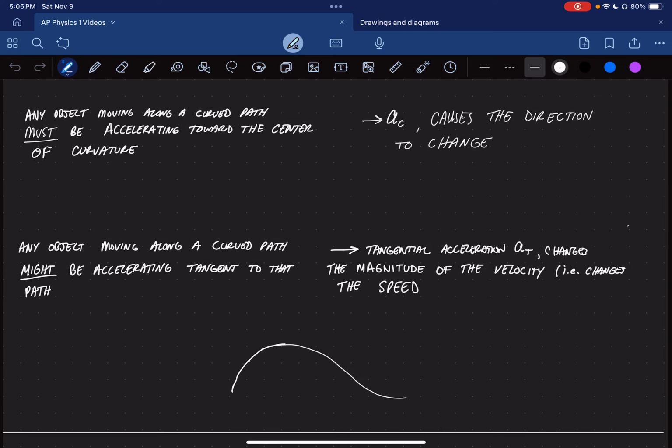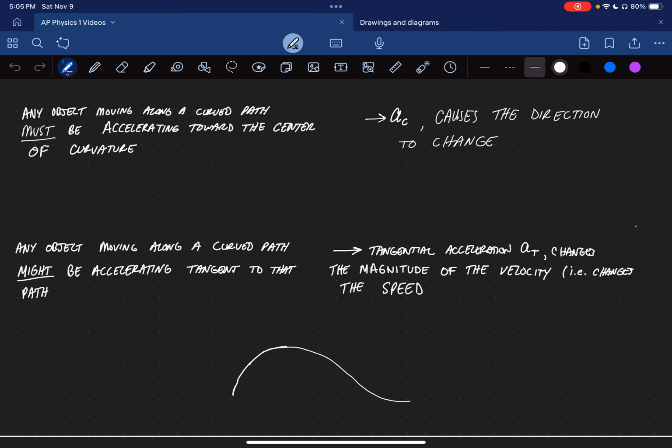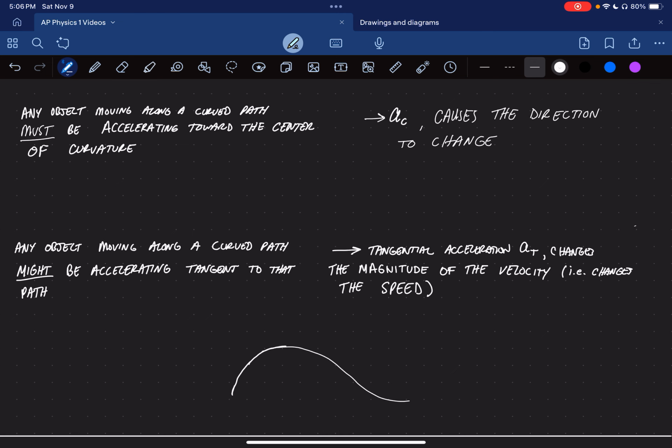So here's a little bit more about circular motion and forces, and this includes tangential acceleration. We've already talked about how any object moving along a curved path must be accelerating towards the center of curvature, and we call that centripetal acceleration, which causes the direction of the object to change. Today, we're also going to talk about tangential acceleration. Any object moving along a curved path might be accelerating tangent to that path. And the tangential acceleration changes the speed, the magnitude of the velocity.